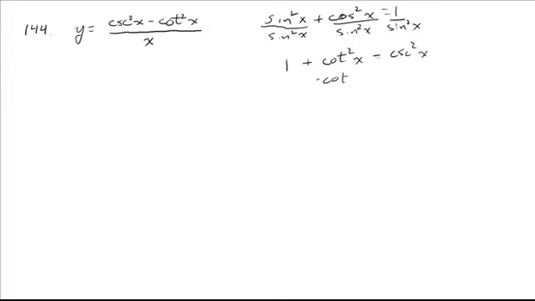Subtract the cotangent squared x off of both sides. And we're going to see our Pythagorean identity, which is that cosecant squared x minus cotangent squared x is equal to 1. Well, that's exactly what we have in the numerator.